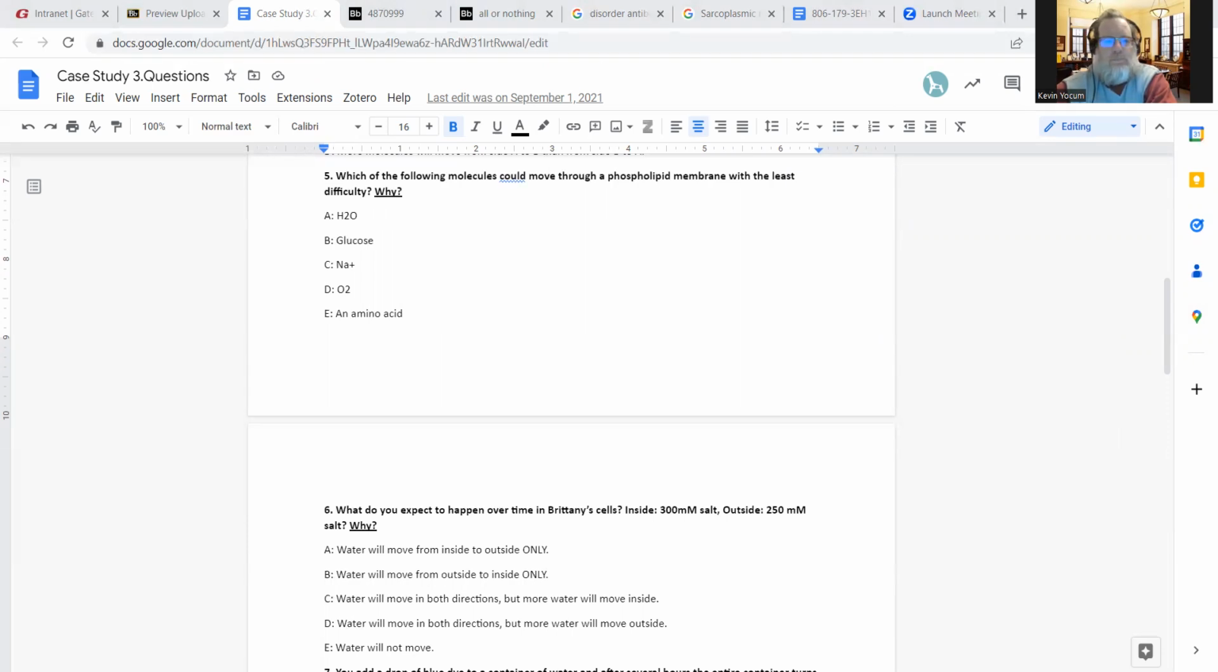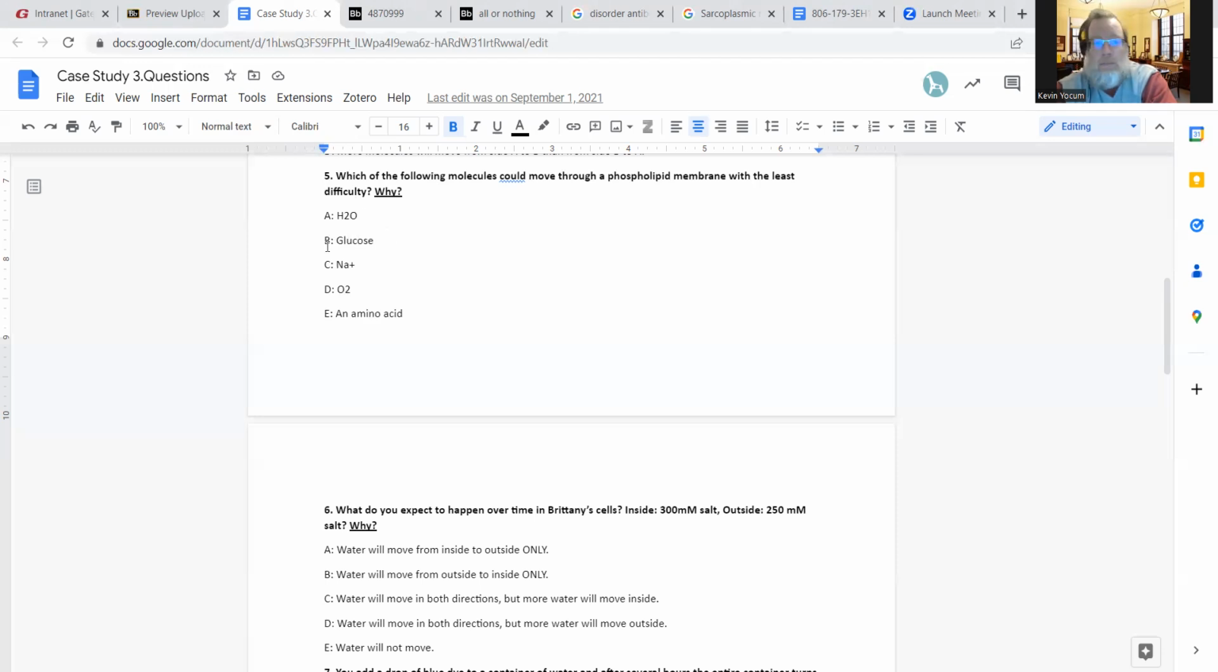All right. Which of the following molecules could move through a phospholipid membrane with the least difficulty? Least difficulty. Hmm. So let's take a peek at these items. Remember, everything's a solid, a liquid, or a gas. Well, we have plasma too, but as far as we're concerned right now, we're dealing with solids, liquids, and gases. So I want to move a liquid across a membrane from outside the cell to the inside of the cell. So water, is that least difficult? Probably. It's not very difficult, right?